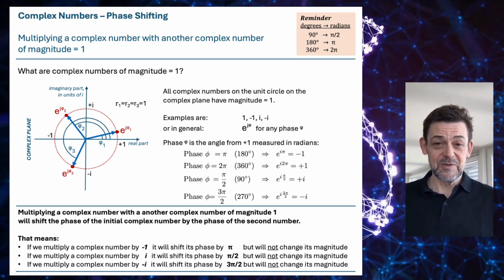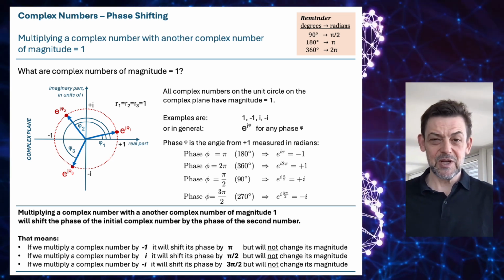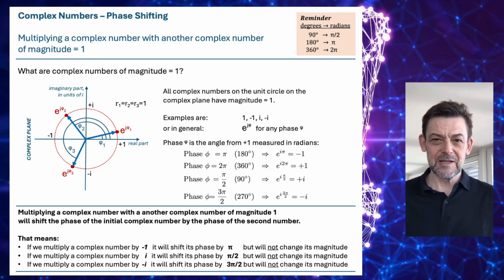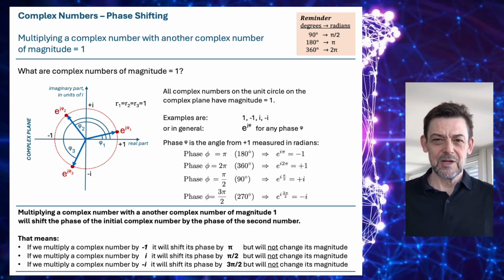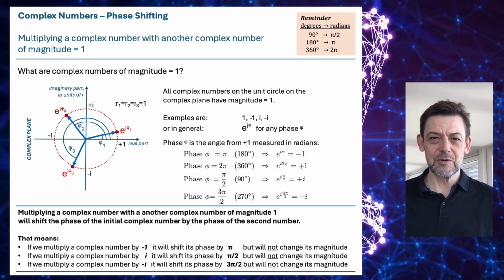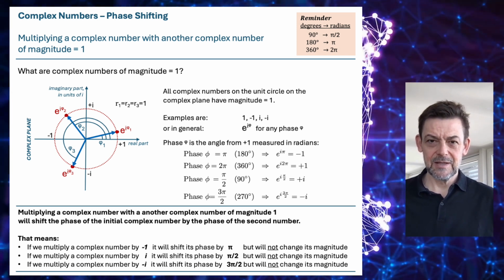These numbers can be represented by e to the i times phi, where the magnitude equals 1 and can thus be omitted. For a phase of pi, the resulting number is -1. For 2 pi, we obtain 1, and for pi over 2, the result is i, among others.